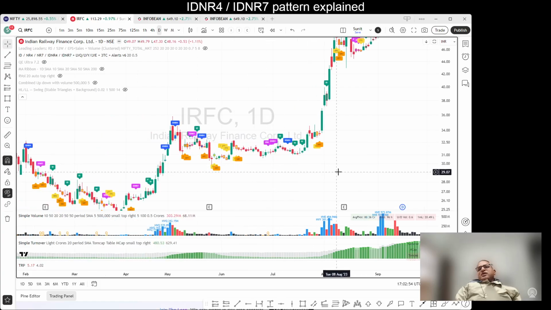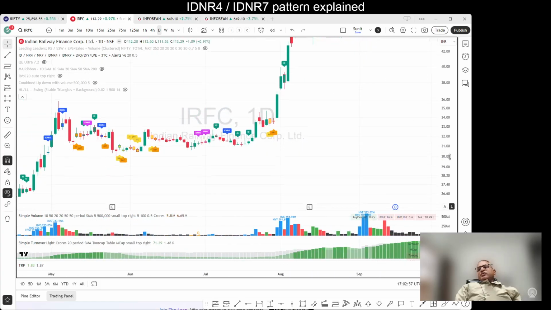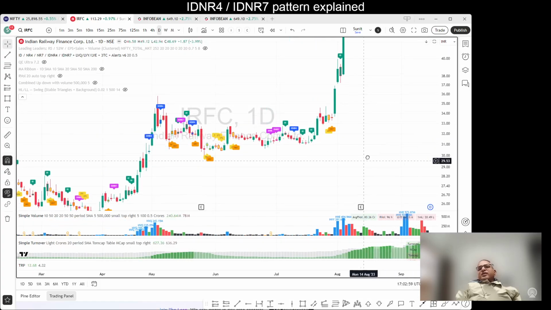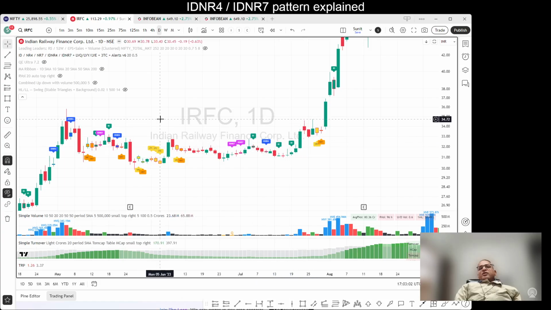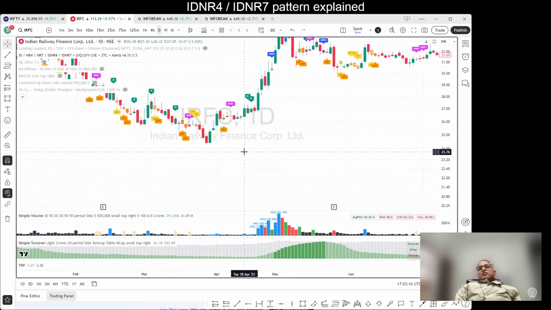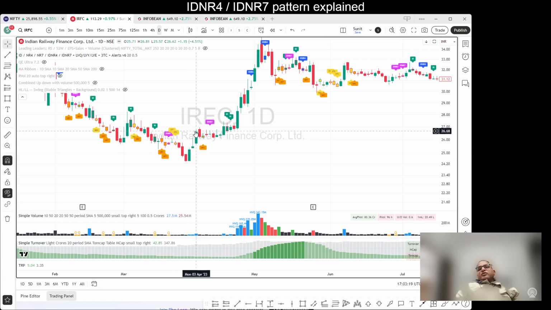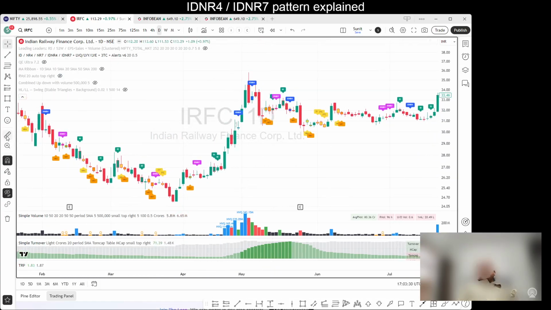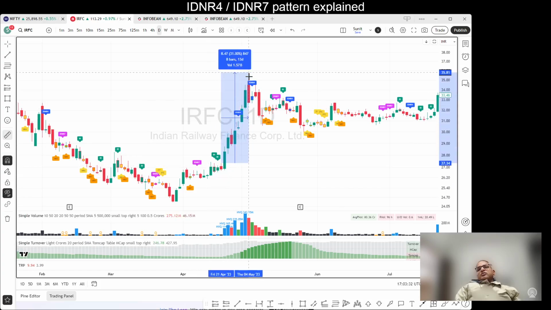So let's see some examples. I already opened this here. See, expansion, contraction, expansion, and we got a nice contraction here. You can check it for both sides. Here, see the expansion. It was forming lower lows. Here it stopped, formed a base, narrow ranges, breakout, and see the move. Just check, a nice 31%.